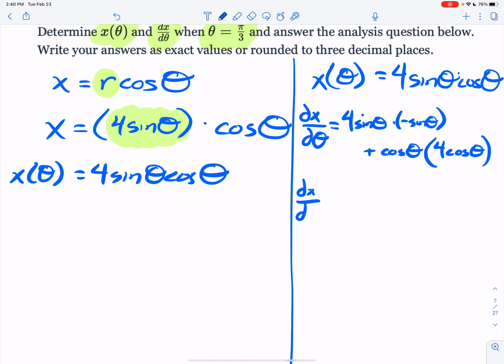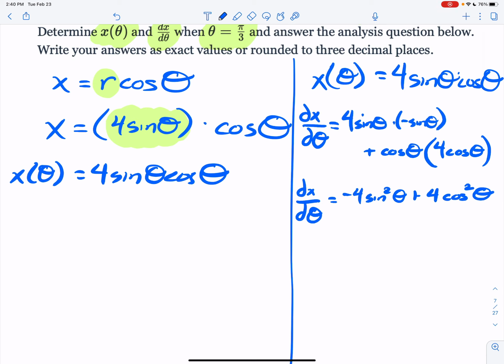If I clean this up here, and feel free to replay at any time, okay? This here was the product rule. So if I clean this up, I'll get negative 4 sine squared theta plus 4 cosine squared theta. Okay? So let's go ahead and evaluate this.